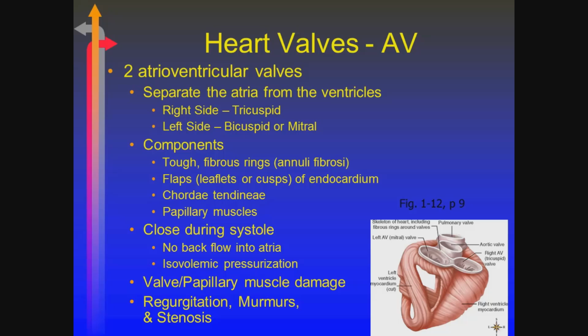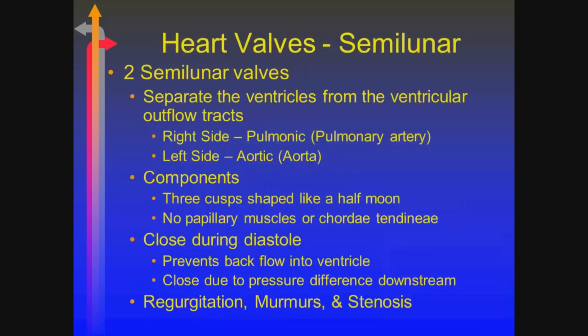When there's damage to them is when we end up having things like regurgitation, where we have backflow. It's going to have a sound of a murmur, and the valve itself can also be stenotic, meaning it's stiff and not able to open and close properly. The two semilunar valves, pulmonic and aortic, they look like the moon.